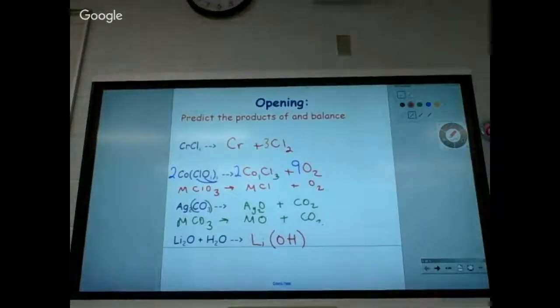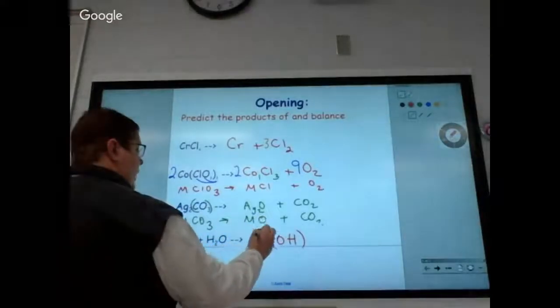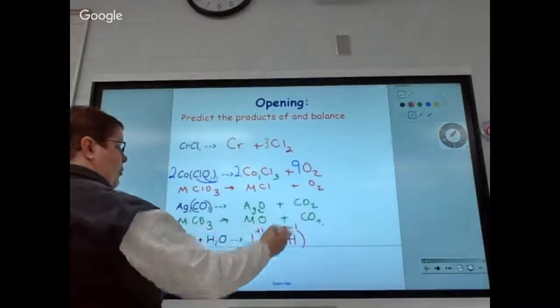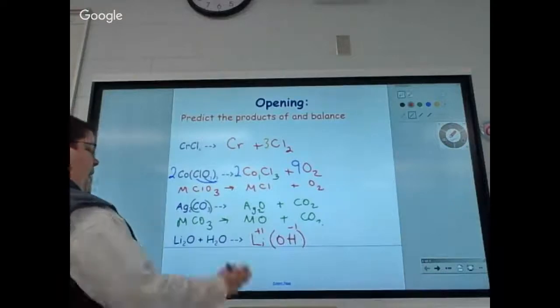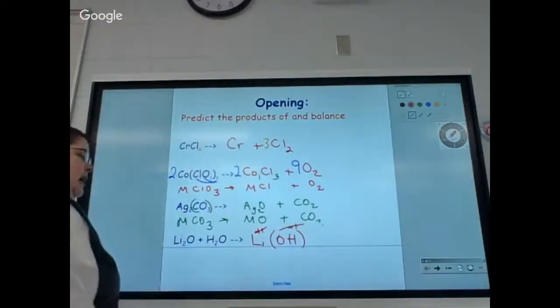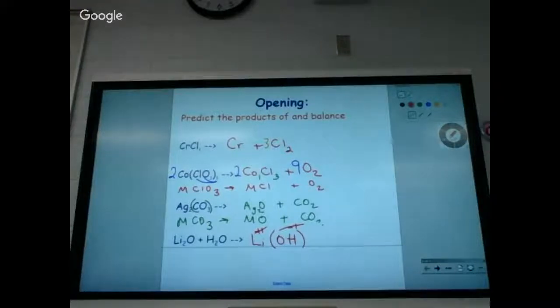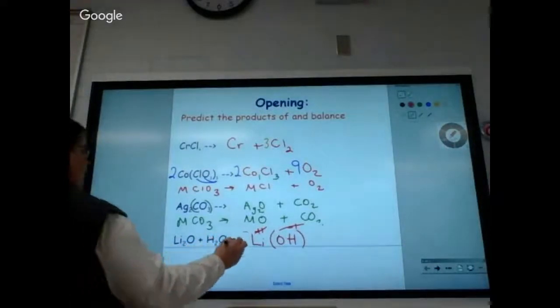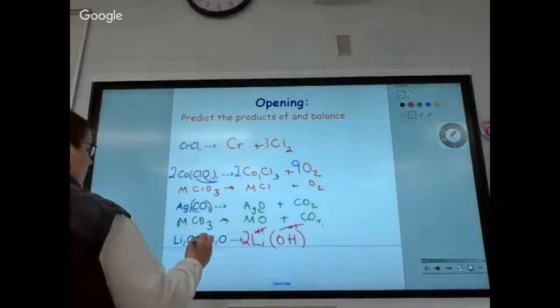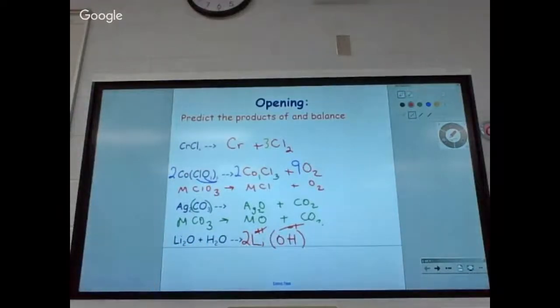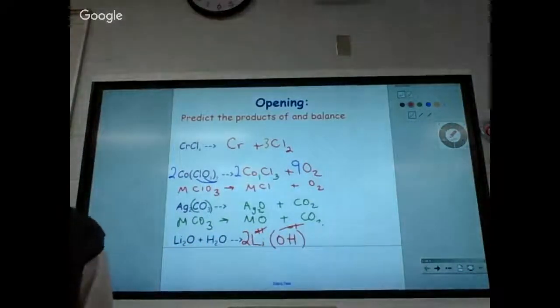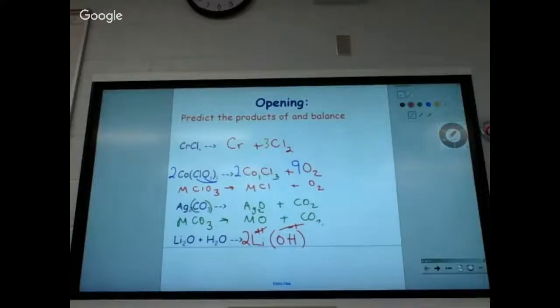So what do you have to do every time you have a compound? So +1 and -1. Bring your 1 down and your 1 down. They cancel out. And all you need to do is balance it. Is it balanced? So you got 2 Li's. I'm going to put a 2 there. 2 O's, 2 O's, 2 H's, 2 H's. And now it's balanced. Questions? No? Fabulous.